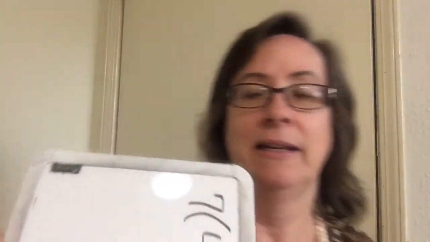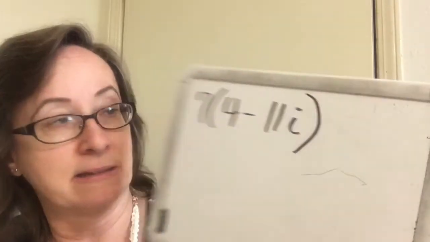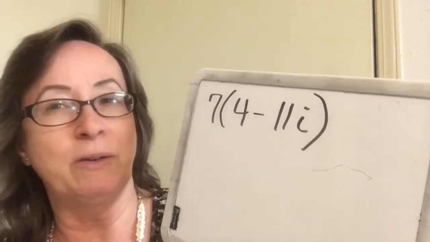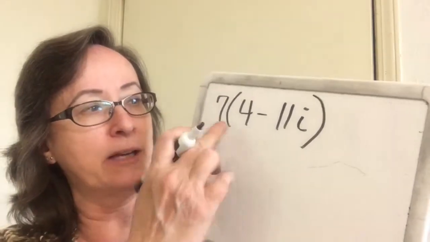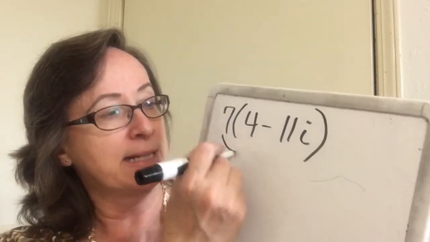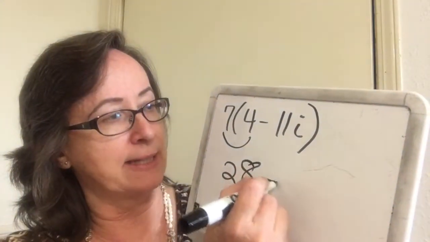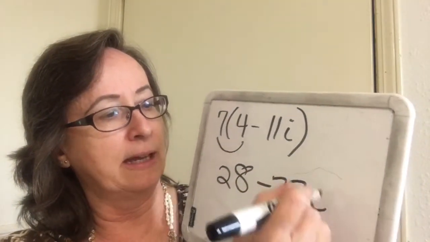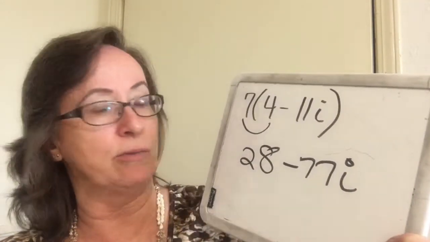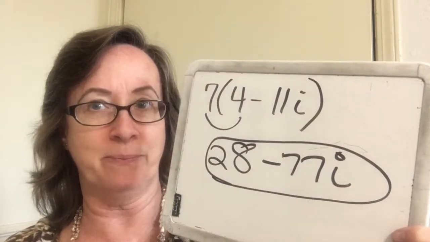And then we're going to talk about multiplying with i's. All right, we already have it in the i form, so we don't have to worry about that. When we multiply, this is a monomial times a binomial. We're going to distribute just like we always have. 7 times 4 is 28. 7 times a -11i is a -77i. And there's nothing I can do to simplify that. So it is in its standard complex form.